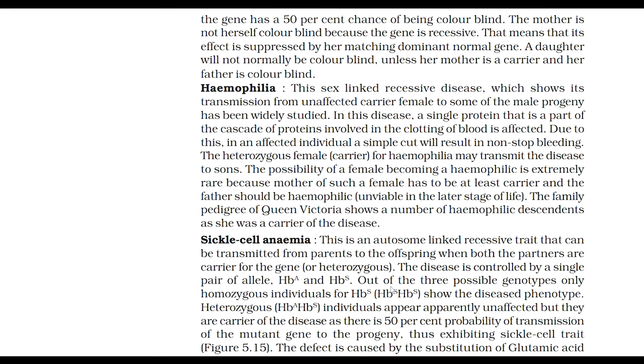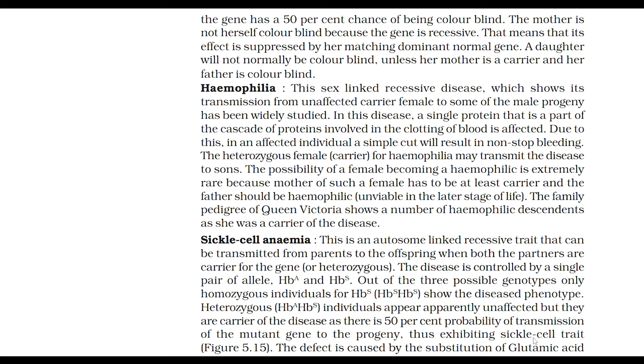Sickle cell anemia. This is an autosome-linked recessive trait that can be transmitted from parents to the offspring when both the partners are carrier for the gene or heterozygous. The disease is controlled by a single pair of alleles, HBA and HBS. Out of the three possible genotypes, only the homozygous individual for HBS, which means HBS HBS, shows the diseased phenotype. Heterozygous HBA HBS individuals appear apparently unaffected, but they are carriers of the disease as there is 50% probability of transmission of the mutant gene to the progeny, thus exhibiting sickle cell trait, which is given in figure 5.15.